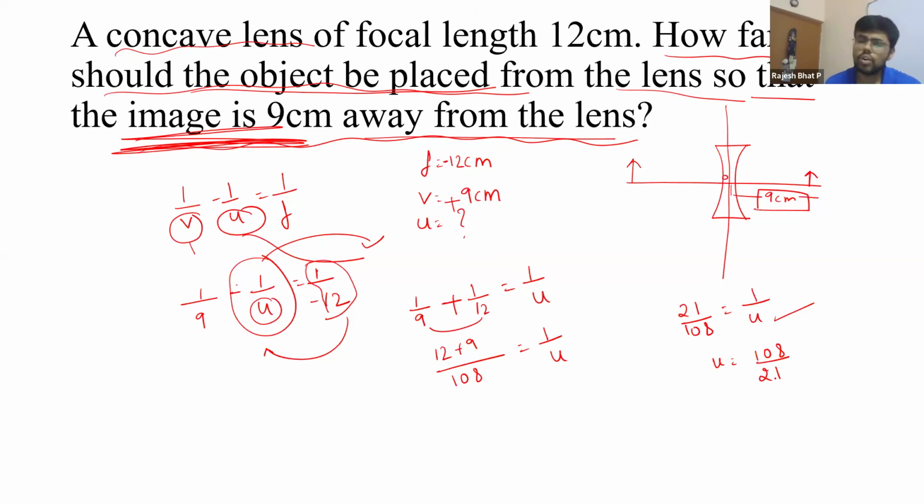So now you can divide by 3. Both can be divided by 3. So basically you will get 108 divided by 21. 3 3s are 18, 7s are 21, so basically 36 divided by 7, yes. So basically U is 5.14 centimeter.